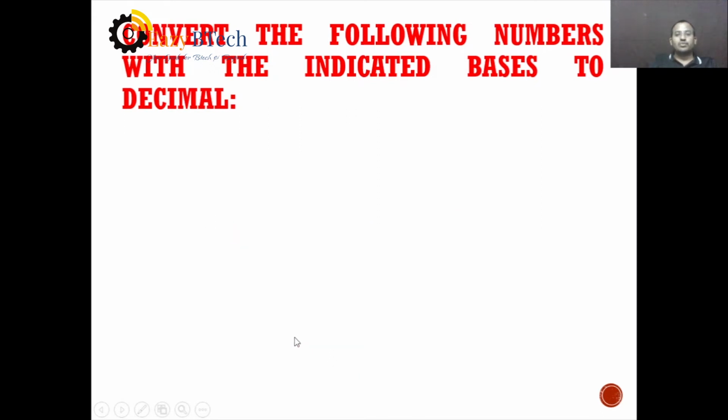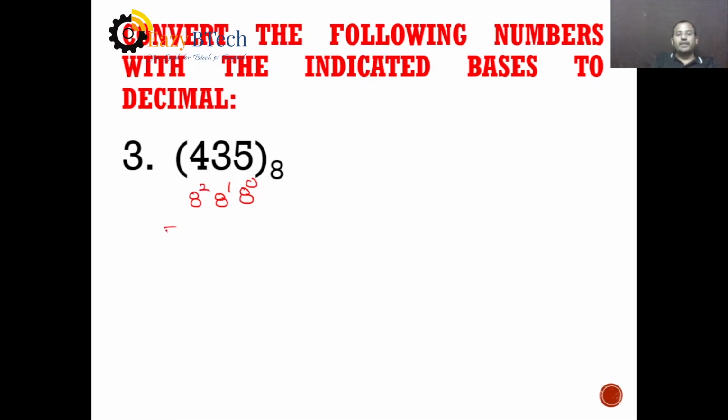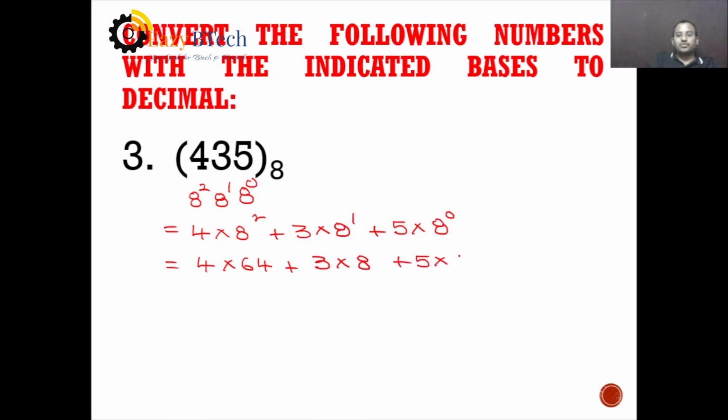We will see one more example. 435. So the given number is in octal, and we have to find the corresponding decimal equivalent. So assign the weights: 8 power 0, 8 power 1 and 8 power 2. Now multiply the digit with respect to weight. So 4 into 8 square plus 3 into 8 power 1 plus 5 into 8 power 0, right? So 4 into 8 square means 64, plus 3 into 8, plus 5 into 8 power 0 means 1.